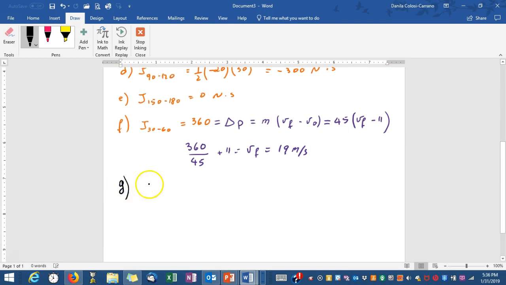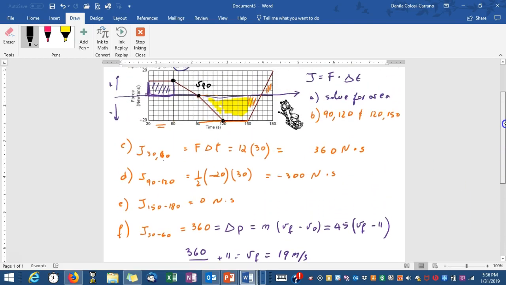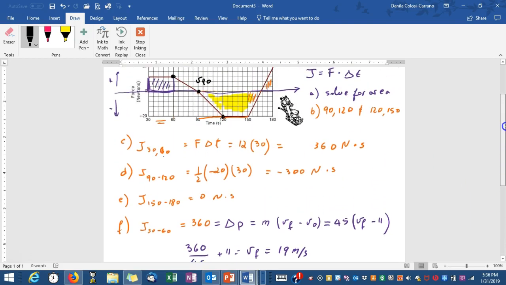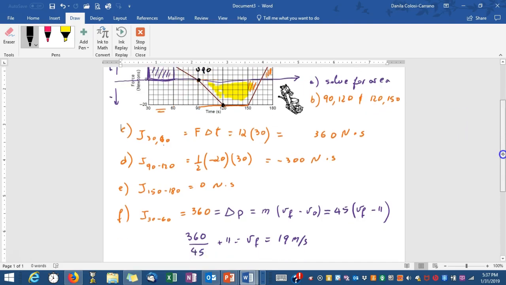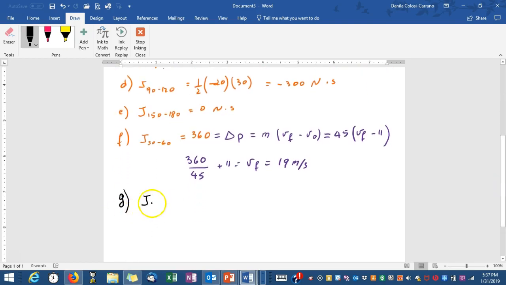So the momentum between 60 and 90 is what we have to calculate. They didn't have us calculate that one yet, so let's calculate it. We have a 12 as a height and a 30 as a base, and it's still a triangle between 60 and 90. So the area is going to be 1/2 times 12 times 30.